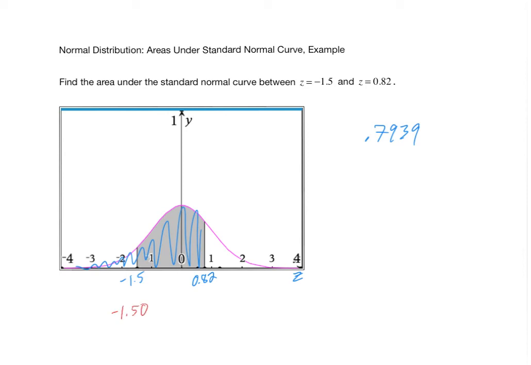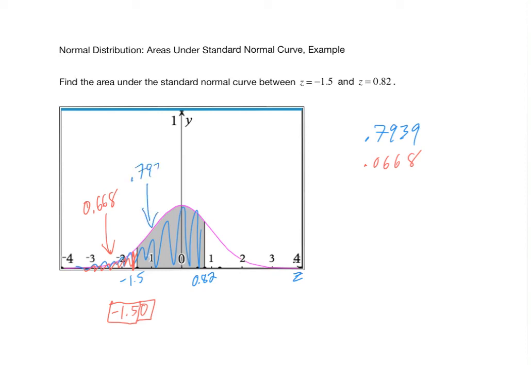So in the left column in your table, you're looking for negative 1.5. In your top row, you're looking for 0.00. And you'll find the area to the left of z equals negative 1.5 is 0.0668. So this area right here, this little piece, is 0.0668. And again, this whole thing in blue was 0.7939.